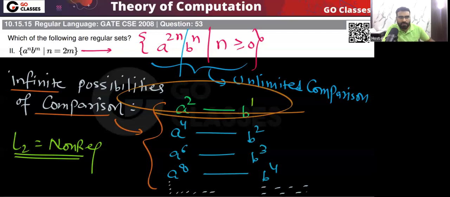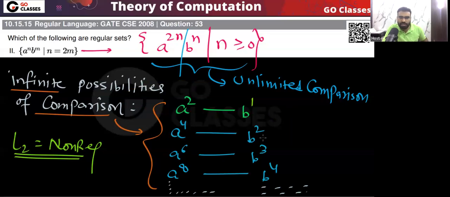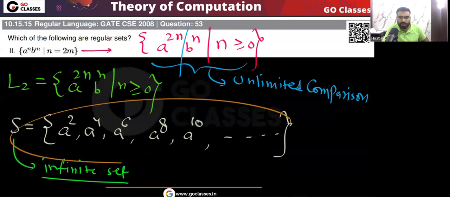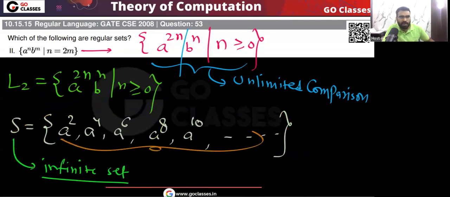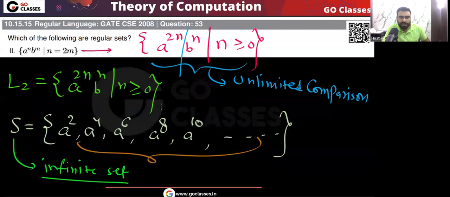A power 2, b power 1. If a power 4, then b power 2. If a power 6, then b power 3. If a power 100, then b power 50. So these are the infinite possibilities. I'm considering these infinite possibilities and creating this set S. Now I want to prove that in this set S, whatever two strings you take, if they go to the same state, then problem will happen. For example, I can take a power 2 and maybe a power 70.